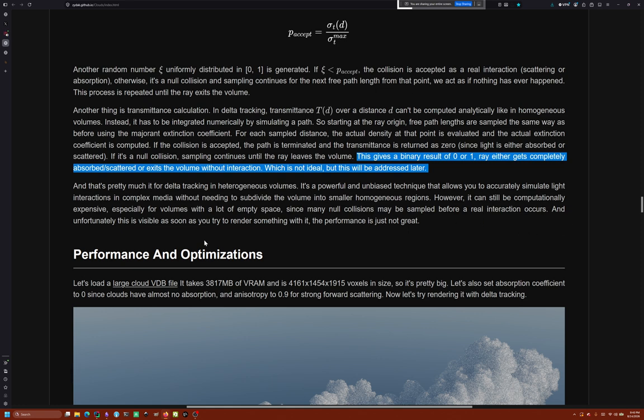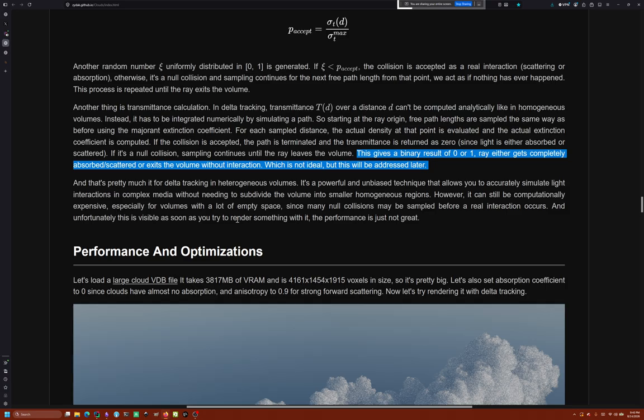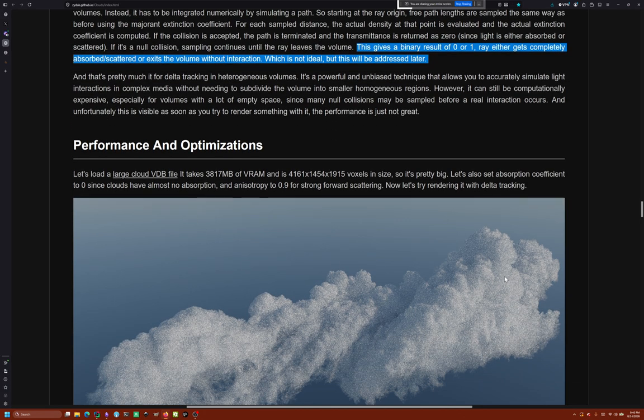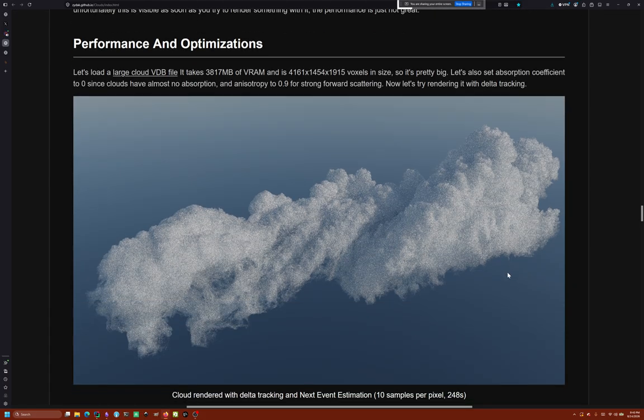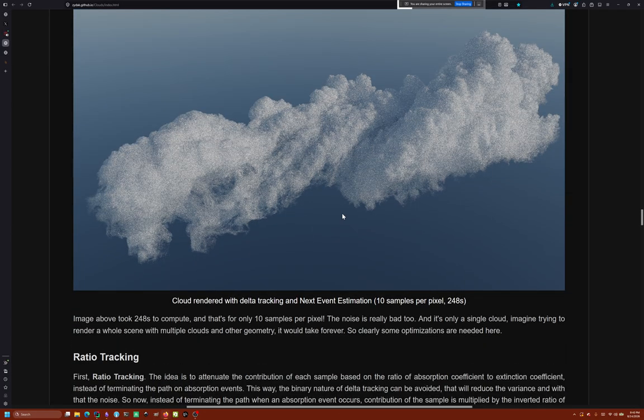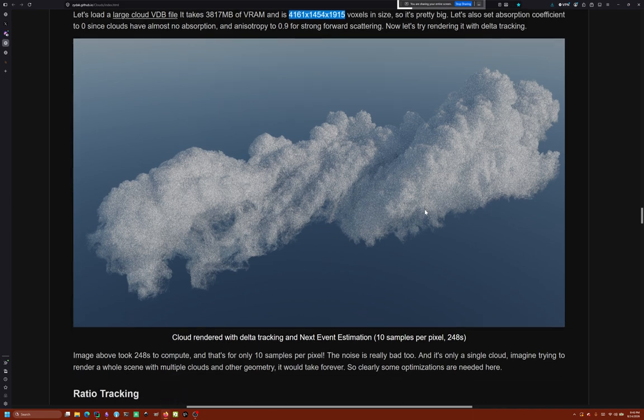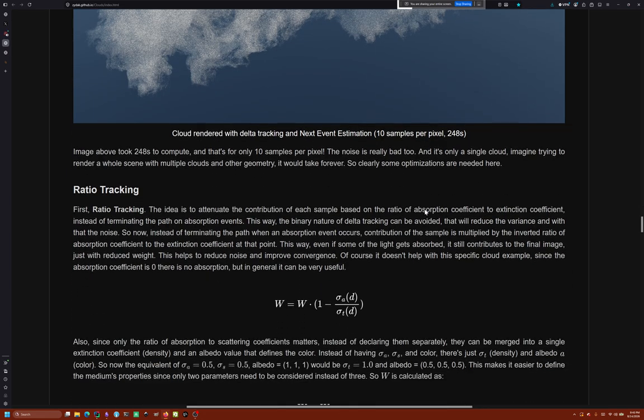Right. Unfortunately, this is visible as soon as you try to render something with it. Yeah, especially the atmosphere and clouds. You have a lot of empty space there. So they have a giant volume for a cloud. I think you'd probably be better served using something procedural. But you can do that however you like.